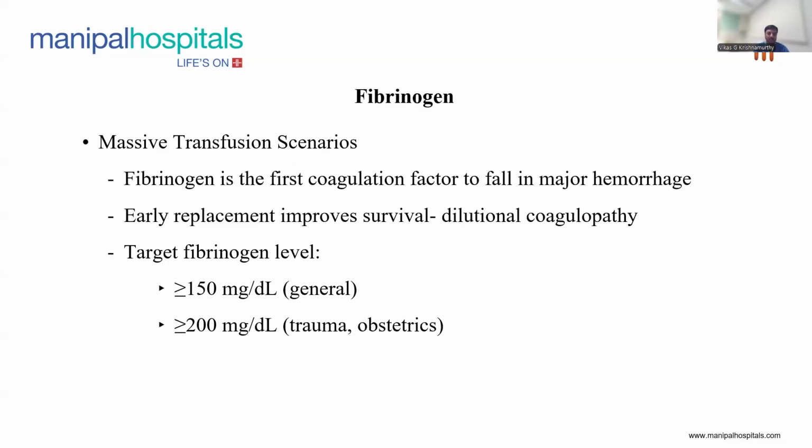So coming to the clinical scenario, fibrinogen is the first coagulation factor to fall in major hemorrhage. So when a patient requires massive transfusion protocol, early replacement of fibrinogen improves survival and decreases dilutional coagulopathy. The target fibrinogen level in general should be more than 150 mg per dL, and in trauma and obstetric emergencies, it should be more than 200 mg per dL.